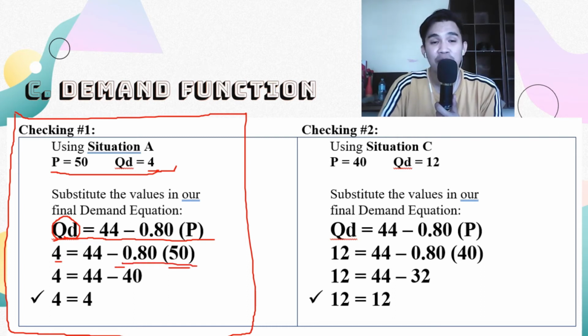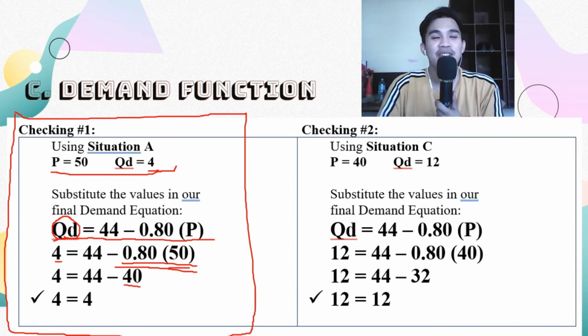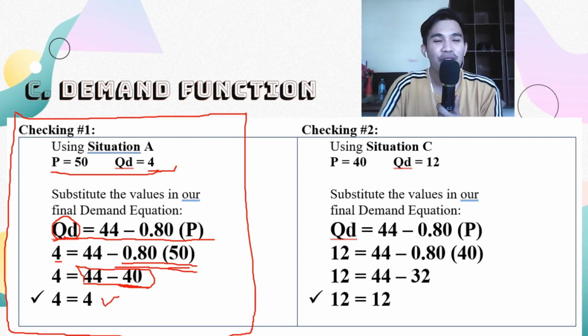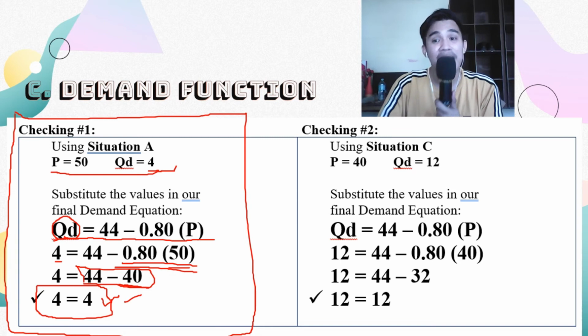So let's do the multiplication first. 0.80 times 50, the answer is 40. So 4 is equal to 44 minus 40. So 44 minus 40 is equal to 4. So 4 is equal to 4. When both sides are the same, that means our equation is correct. Now for situation C, so we are really sure that our demand function is correct.